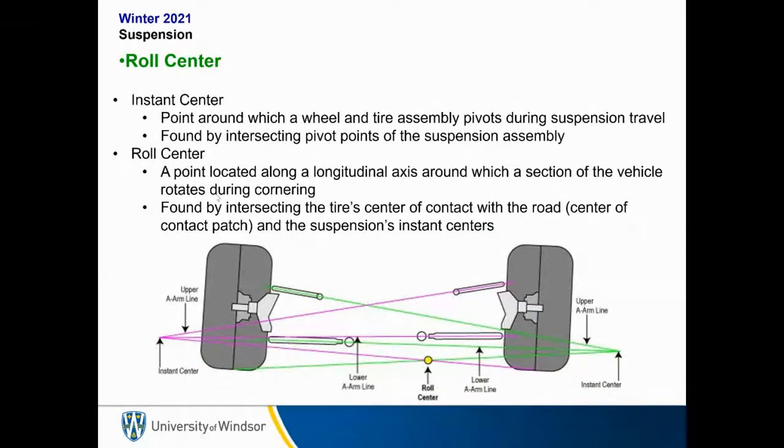Okay, roll center. This is another important concept. So the instant center. It's a point around which a wheel and tire assembly pivots during suspension travel. It's found by intersecting the pivot points of the suspension assembly. So down below we have 2 wheels, and let's say these wheels have 2 linkages connecting the suspension system to the frame. Well, if you draw a line that extends these suspension members, you will find the instant center.